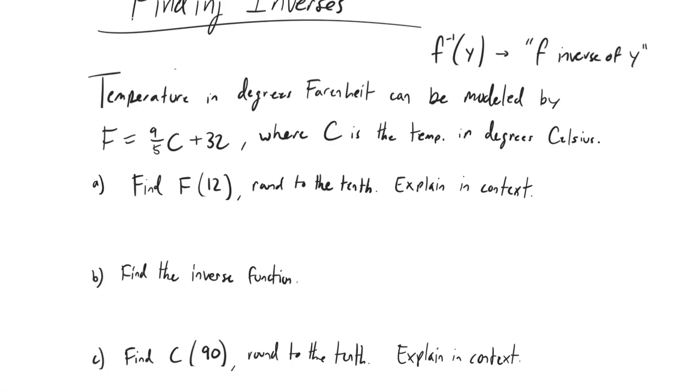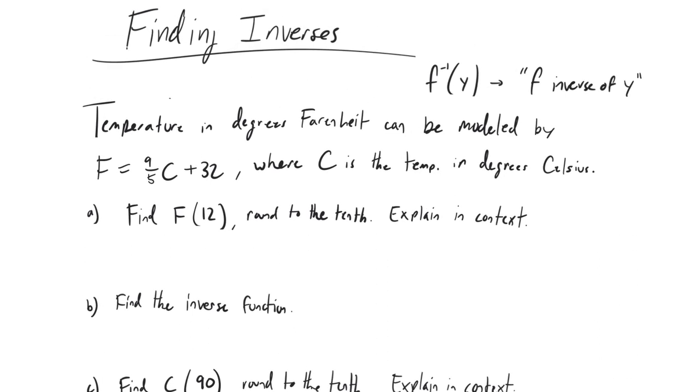Happy with that. So we have the prompt here: temperature in degrees Fahrenheit can be modeled by F equals 9/5 C plus 32, where C is the temperature in degrees Celsius. So find F of 12. Notice that the input is what's in here, so the output would be F and the input would be C. So this is basically saying, plug in 12 for C, even though it doesn't say that there, but that is our input.